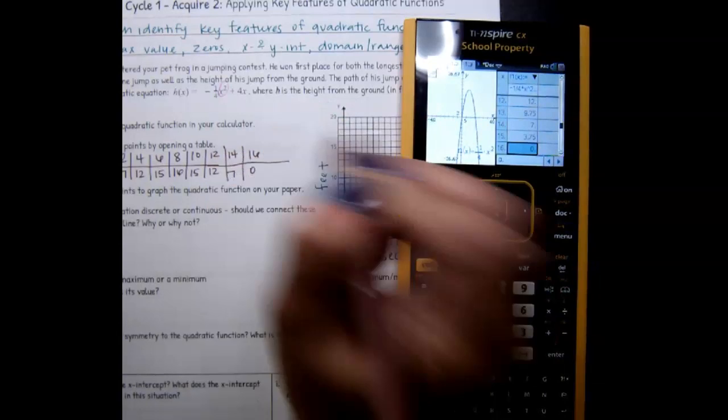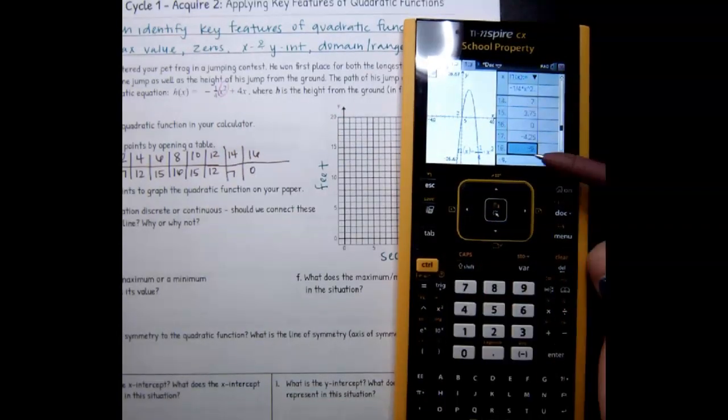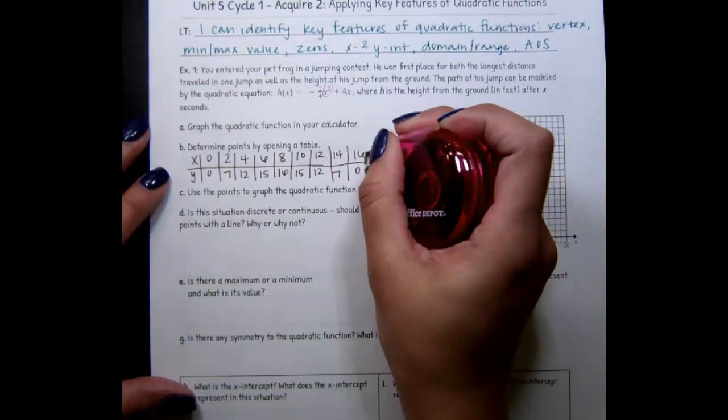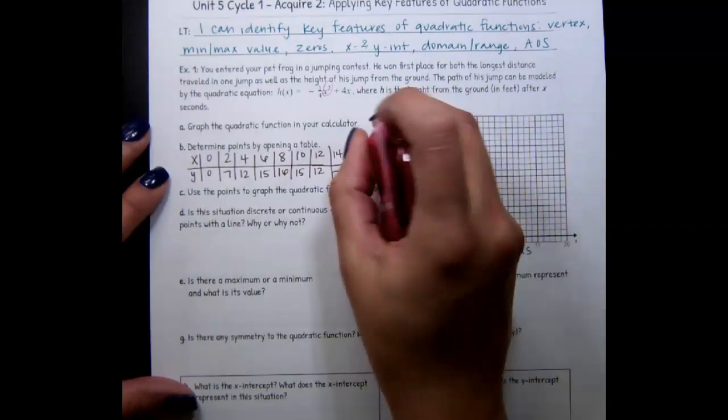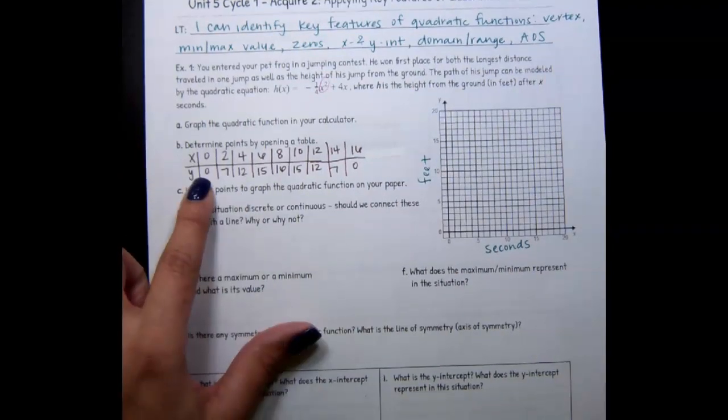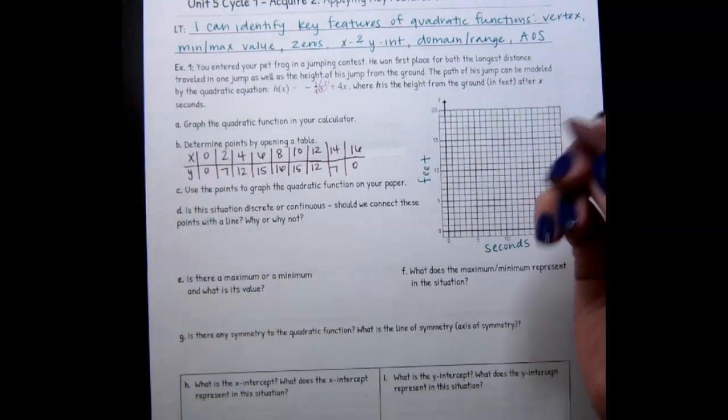16 and 0. And if I keep going, it gives me negative numbers, which I can't use because we're looking only at positive numbers. So that's it. That is my table. Now it says, use the points to graph the quadratic function on your paper. So now I just take these points and I put them on my graph.